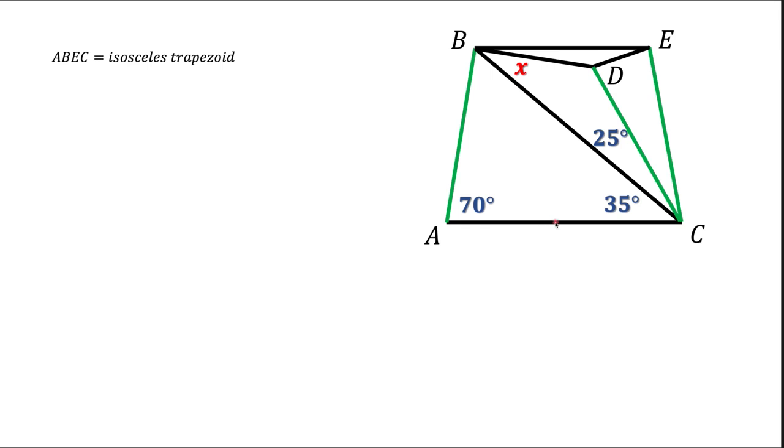The next thing we need to know is something about isosceles trapezoid, and that is the angles at the base should be the same: angle A and angle C, and angle D and angle E. Since A is 70 degrees, C also has to be 70 degrees. And since this is 35, this is 25, this angle right here should be 10 degrees.